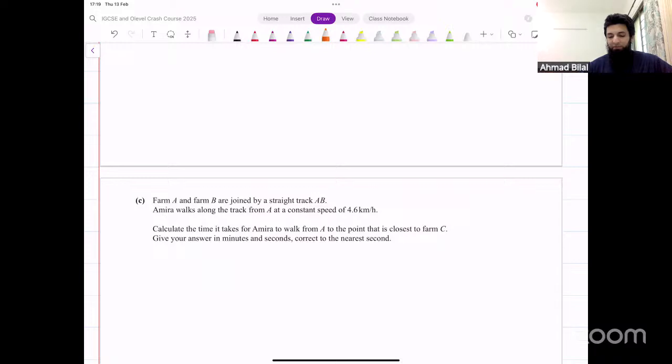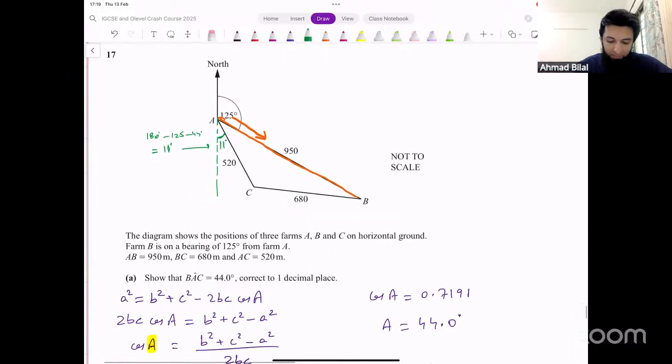Calculate the time that it takes for Amira to walk from A to the point that is closest to farm C. Closest to farm C. Now, what is the point that is closest to farm C? This is farm C. What's the point on this orange line that is closest to the point C? We just talked about that. The shortest distance from a point to a line is always perpendicular distance. So that point that is closest to C is going to be this point here, such that we have a perpendicular angle here, but this angle is 90 degrees.